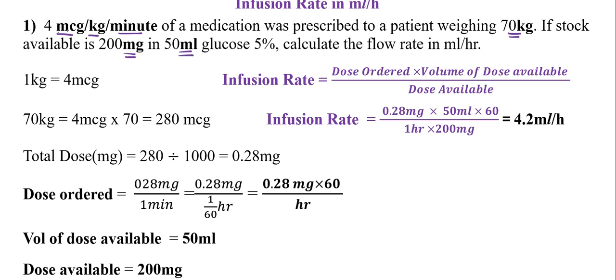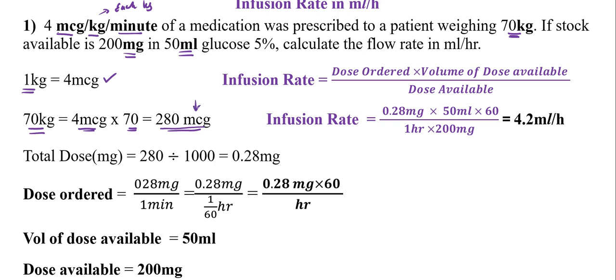So the 4 micrograms for each kilogram of the patient's weight in a minute. The patient weighs 70 kilograms. So for every 1 kilogram of the patient's weight, we administer 4 micrograms. So we multiply the 4 micrograms by the patient's weight of 70 to get 280 micrograms.